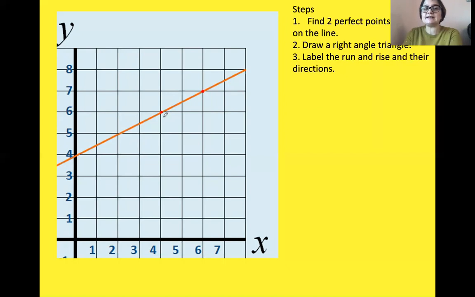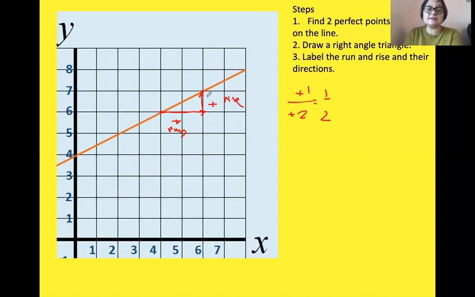So after you select the perfect points, then draw the right angle triangle. I always like to start from my point on the left. So go right and up, okay? The arrowhead shows the direction, so positive if it goes to the right, positive if it goes up. This is the rise, and this is the run, okay? And so the gradient is going to be 1 for the rise, positive 1 over positive 2, and the answer is going to be 1/2.